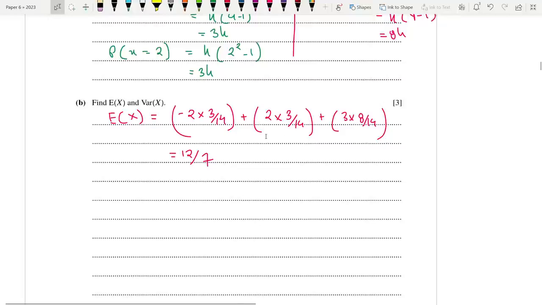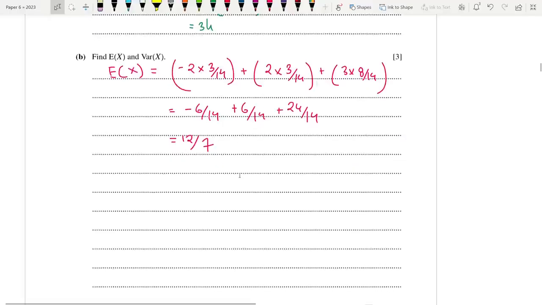It's best if you show the working actually. Like, take another step, please. It's best if we show the working. This is equal to minus 6 by 14 plus 6 by 14 plus 24 by 14, which is 12 by 7. And for variance, you know the formula.